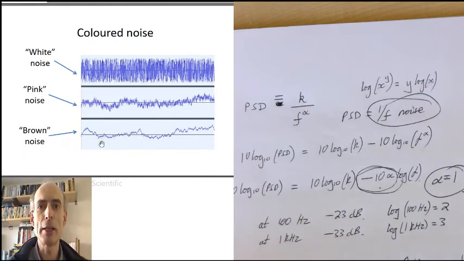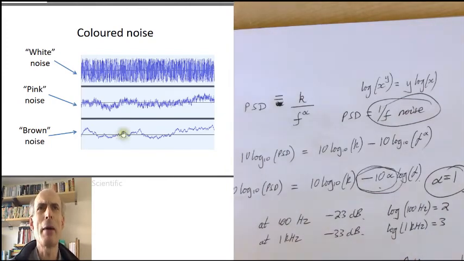Somewhat confusingly, brown noise is not named after the colour brown, it's named after Robert Brown, the same guy who discovered Brownian motion, because this is the type of noise characteristic of a particle moving with Brownian motion.